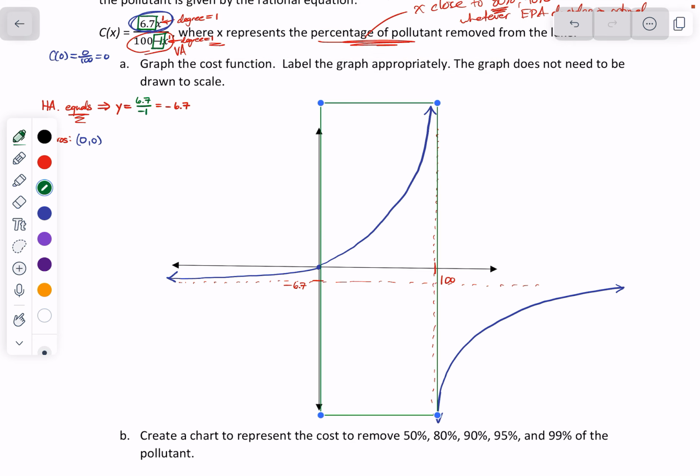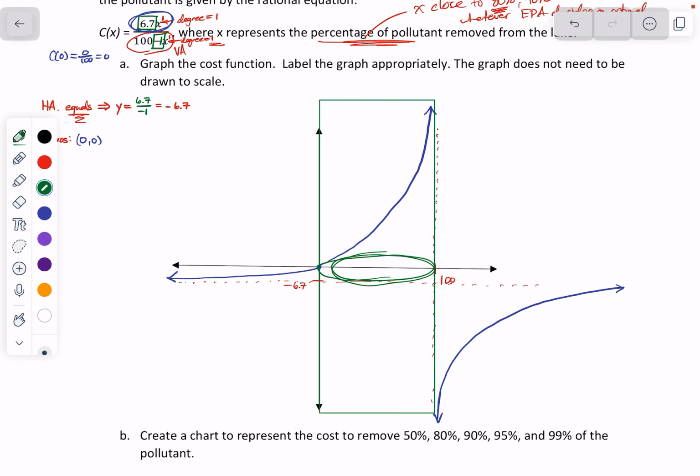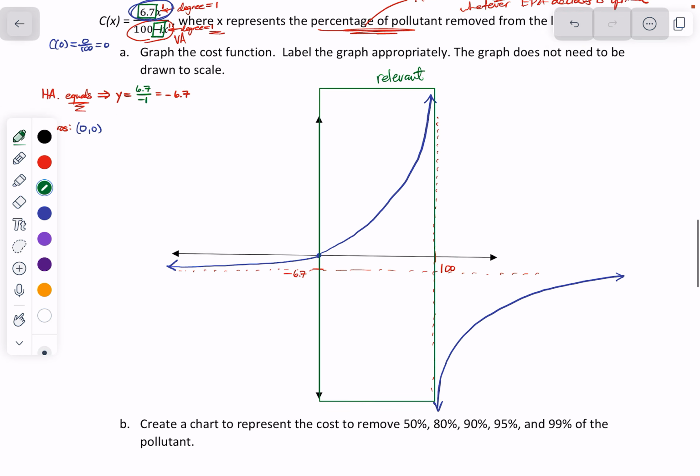Right, this portion. Why do we not go past 100? Well, it's because it's impossible to remove over 100%, right? So basically, our only options are to remove some percentage in between 0 and 100, right? That's our only possibility. So this is the relevant portion, right? Real world problems, you get rid of the stuff that's not relevant, you focus on what is.